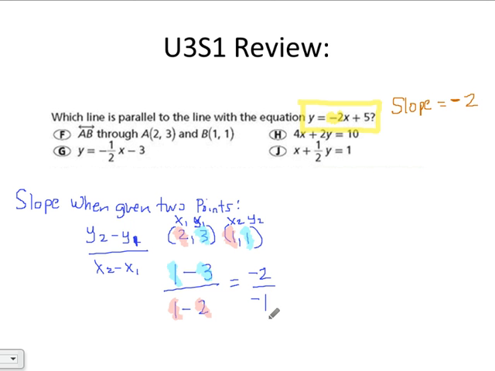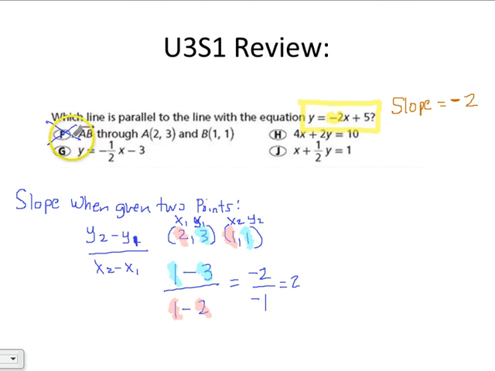Right? So 1 minus 3. Watch your negative signs, and 1 minus 2 is negative 1. So negative 2 divided by negative 1 is a positive 2. That's not the same slope. Remember, we want to find the same slope of our original equation that we were given, which was negative 2. So this one is not an option.